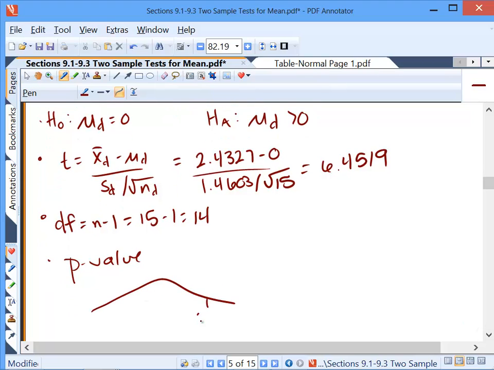So for my p-value, here's my 6.4519. Am I looking for the area to the right or left? To the right, because my alternative hypothesis is greater than. Remember that sometimes, based on your alternative hypothesis, you might actually end up shading the big area. It doesn't happen very often, but it could happen. So just keep that in mind and don't get in the habit of just picking the smaller tail.